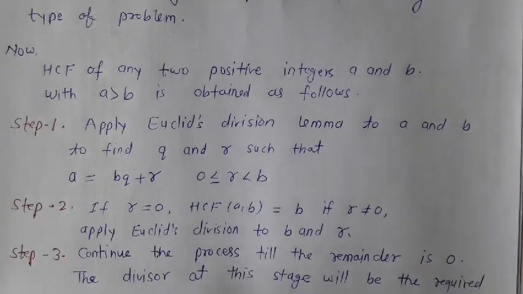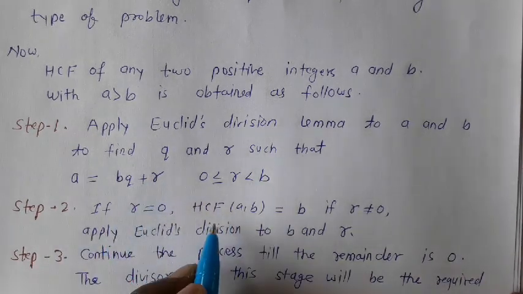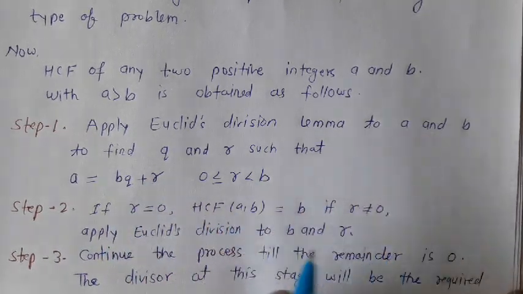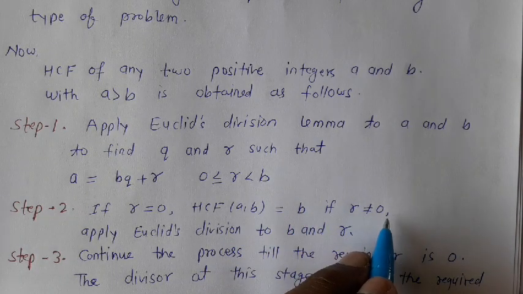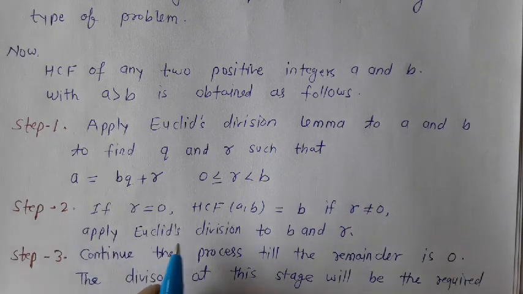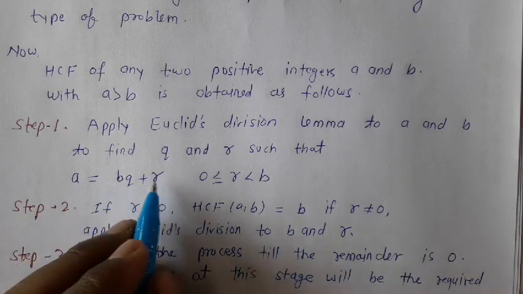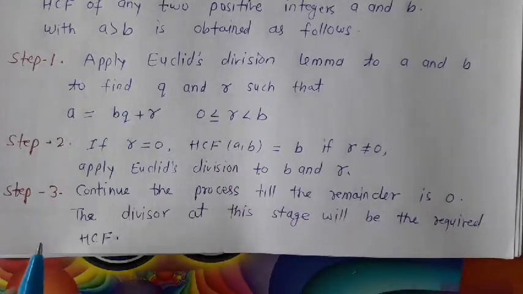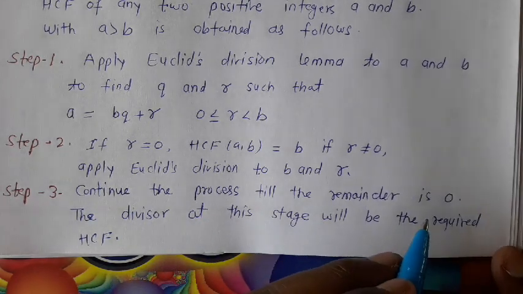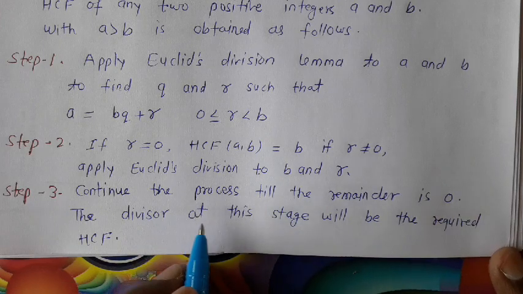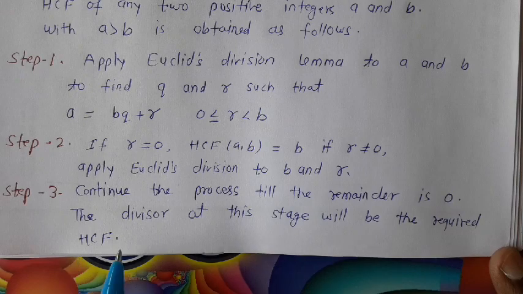In step 2, if r is equal to 0, r meaning remainder, then the HCF of a and b, the two numbers, will be the divisor. If r is not equal to 0, then we apply Euclid division to b and r. Again we apply Euclid division to b and r. And in step 3, we continue the process till the remainder is 0. Then the divisor at this stage will be the required HCF.